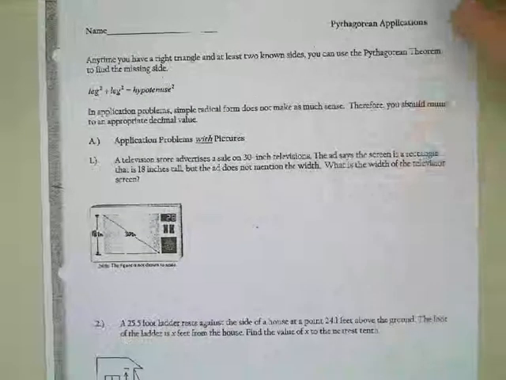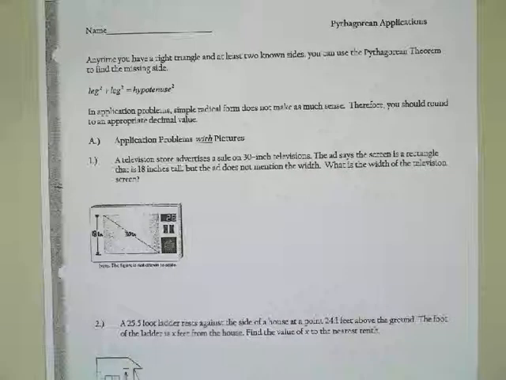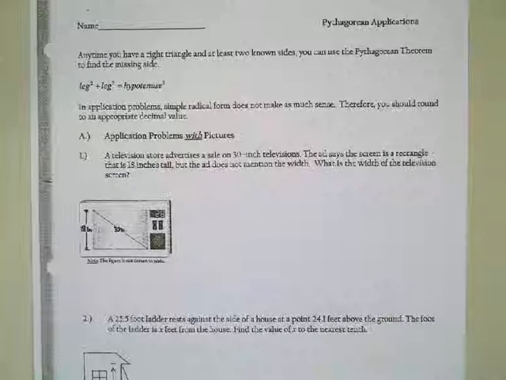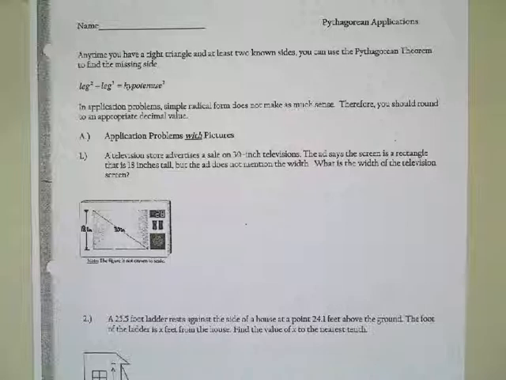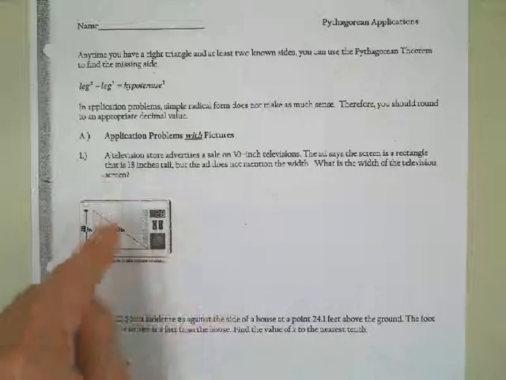Having a simplest radical form doesn't really make sense when we're talking about measuring the length or width of something. So rounding is okay. Now, let's look at number 1 here. I like this one, and then we'll work with one on the back too.